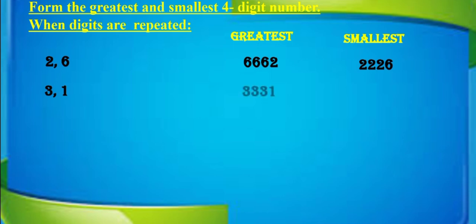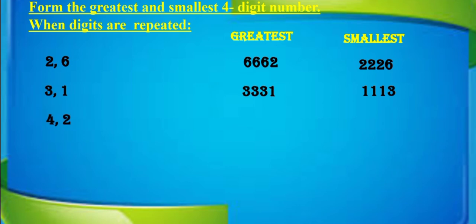So 3331. For forming the smallest number, which is the smallest digit here? 1. So 1 should be repeated 2 more times. So 1113. Normally 1, 3 in ascending order is what you would write, but the smallest digit 1 you have to repeat 2 more times. So 1113. Is it clear? Now next example.